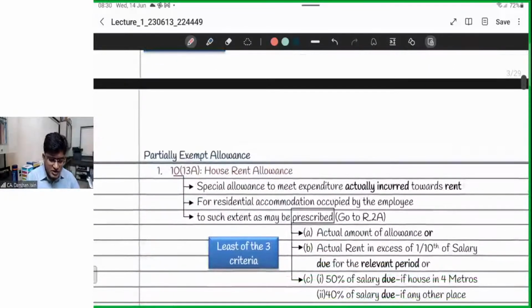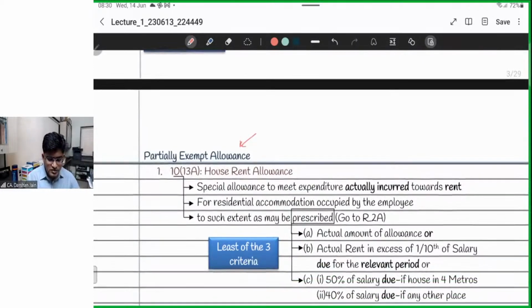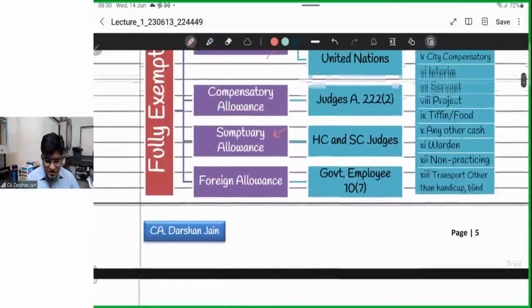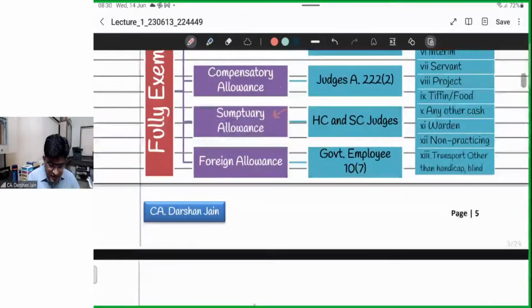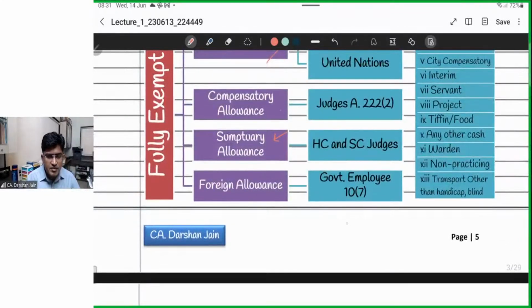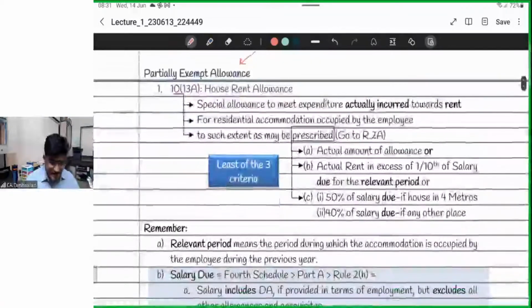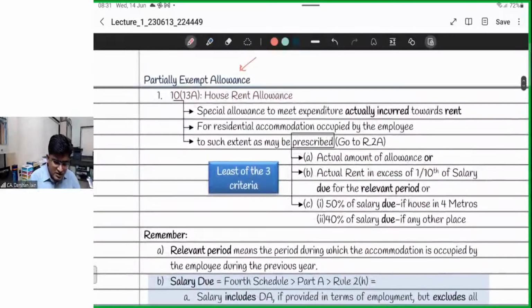However, partial exemption is given on a few counts. So you understand fully exempt and fully taxable. Let's move to the partially exempt. Understand, before I move on, if a particular allowance is given by the employer to the employee for official purposes only, for discharge of an official function, like moving from the employer's location to the client location, and you actually expend that money, in that case that allowance is entirely exempt. Now, partially exempt allowance, one is house rent allowance, which is exempt under section 10(13A).